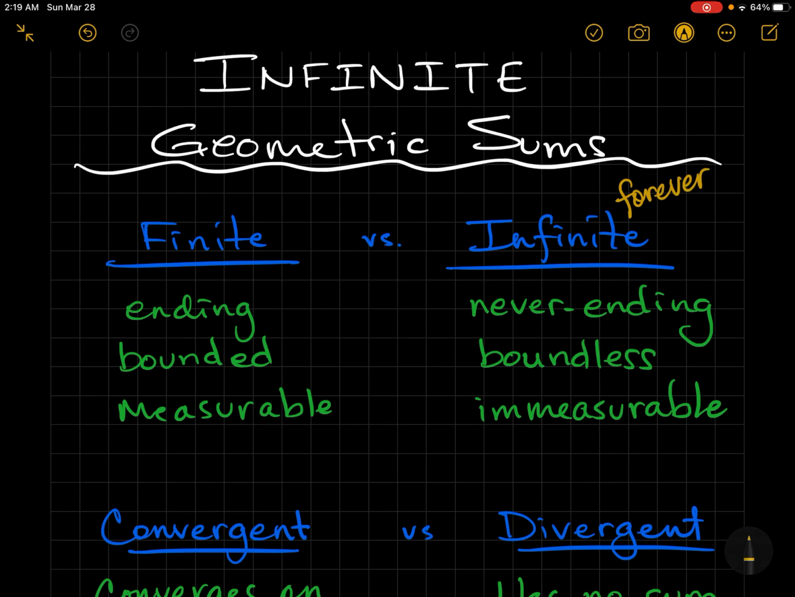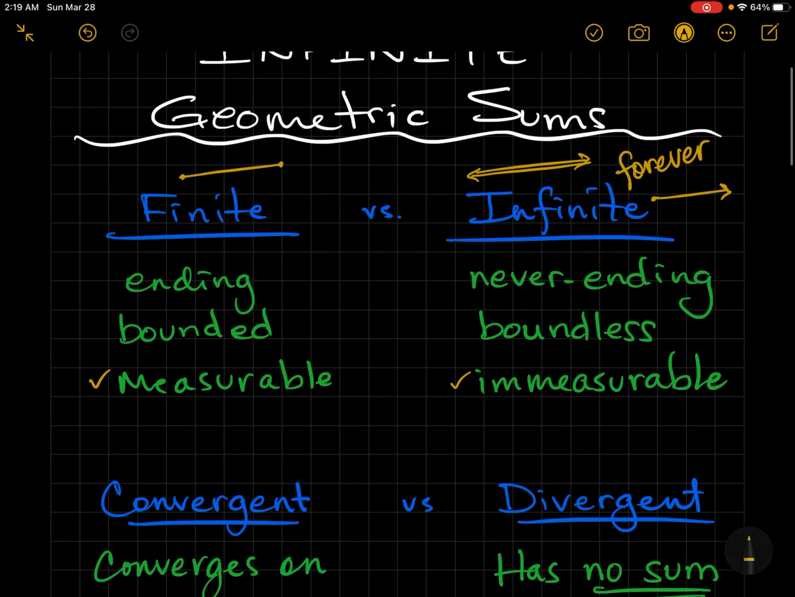Something goes forever. You could even think about, like in geometry, when you learn about a line segment versus a line. A line segment has a beginning and an end. So it is finite. It is measurable. Whereas a line or even a ray is immeasurable. You can't even measure it. It's boundless, whereas finite is bounded on both ends.